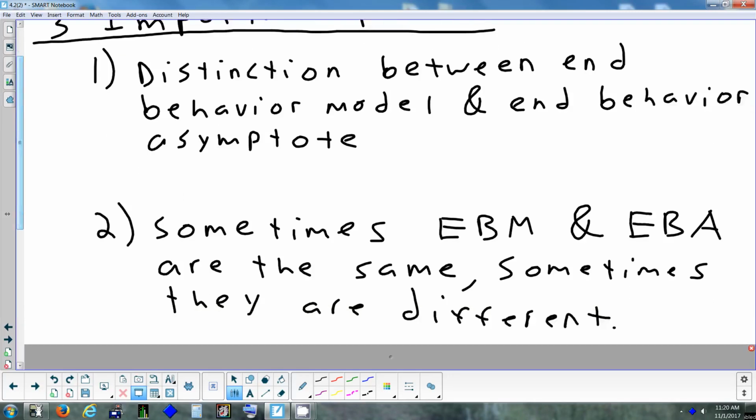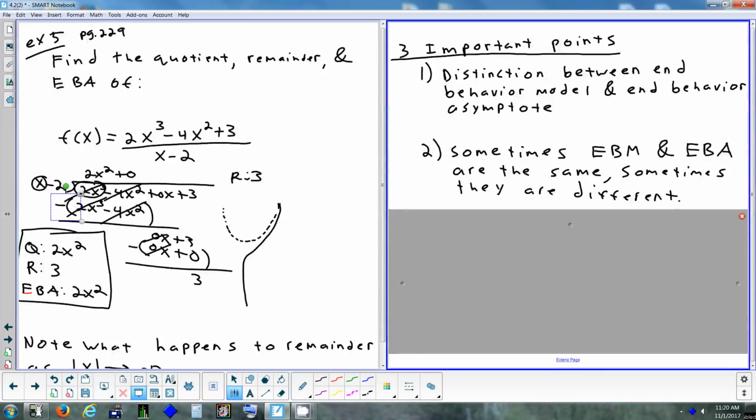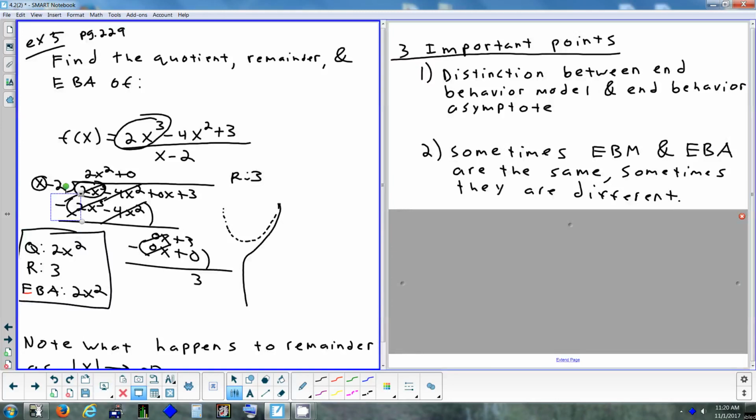Okay, if you had a problem like the one we just did, I could have asked you for the EBM. If I go back and look at it, the EBM of this problem would be: take the biggest term in the top, 2x cubed, divide by the biggest term in the bottom, x. So the EBM for the problem we just did is 2x squared. In that case, it happens to be the same as the EBA. So sometimes the end behavior model and end behavior asymptote are the same. Sometimes they're different. It depends on how the problem is set up.